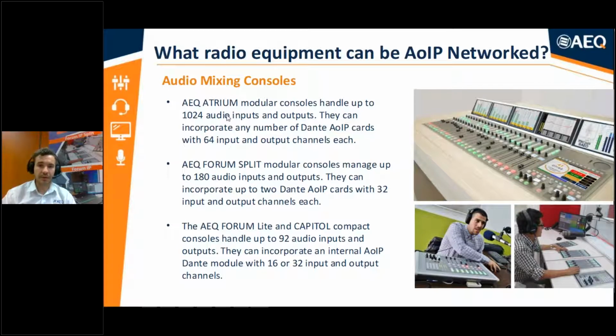But still you have the possibility to add the Dante AoIP boards both in Forum and in the Capital. What's the big difference until almost today: in Forum Split, the medium size, you were able to connect the Dante board with 32 inputs and outputs, okay? And the Capital was, until recently, only 16 audio inputs and outputs. But now you have the option to also have 32 inputs and outputs for the Capital as well, okay?